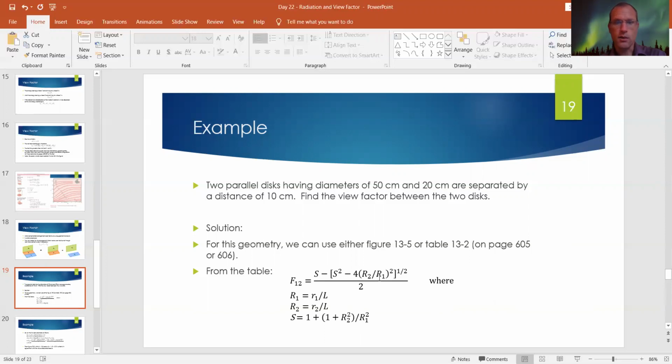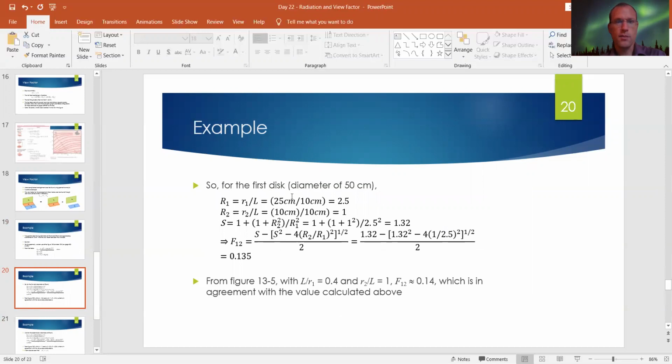For these, R1, R2, and S are, again, just geometrical factors. R1 is the radius of my disk divided by the separation between the disks. R2 is the radius of the second disk divided by, again, the separation between the 2 disks. And then this S is another geometric factor between these R's. So 1 plus R2 squared over R1 squared.